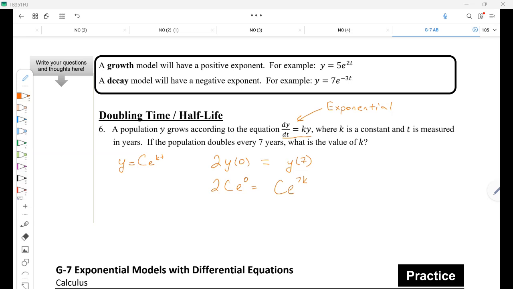All right. Sometimes they'll give you that C value. Other times they won't. It doesn't matter because you're going to divide both sides by C, or the number that they gave you. That's why it doesn't matter. To end up with 2 equals e^(7k). Which is then going to give you, if you take the ln of both sides, ln 2 equals 7k, or the answer to this question, k equals ln 2 over 7. We've done what they've asked. We found k.